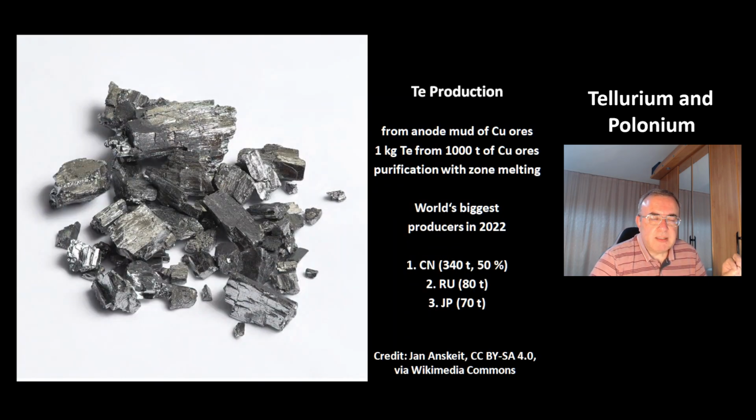This is how you can make tellurium. It is isolated from the anode mud of copper ores. You can get 1 kilogram of tellurium from 1,000 tons of copper ores, and then it's purified with zone melting. That's the same procedure as with the isolation of the element silicon.